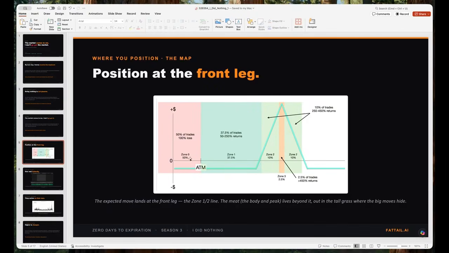So you can see I put them into zones, zone 0, 1, 2, and 3. And zone 0 happens about 50% of the time. I get into a trade and the market's going to do one of two things. It's either going to go my way or it's not. For those of you who think that you can predict which way the market's going to go that day, good luck to you. I know you can't.